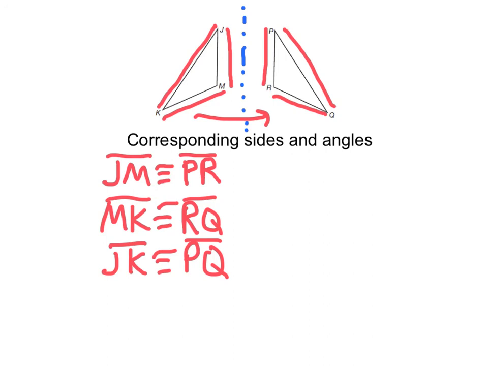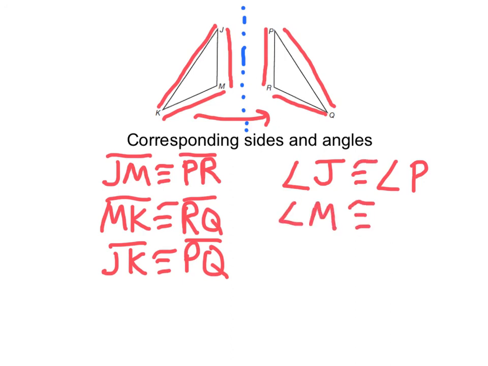Now our angles: angle J would be the same and corresponds to angle P. Angle M corresponds to angle R, and then angle K corresponds to angle Q. So how'd you do?